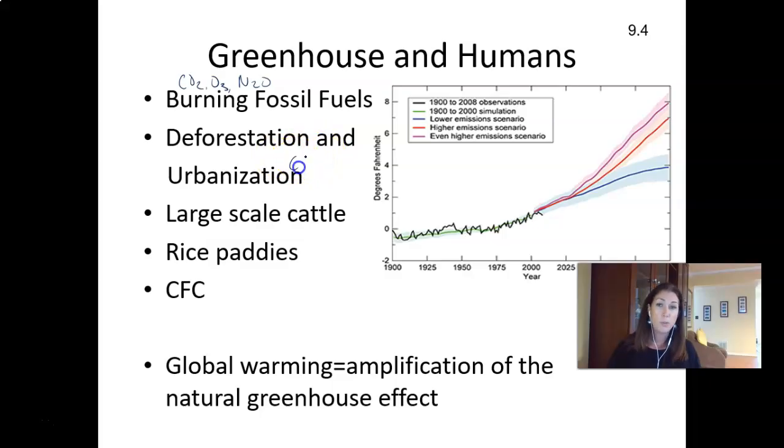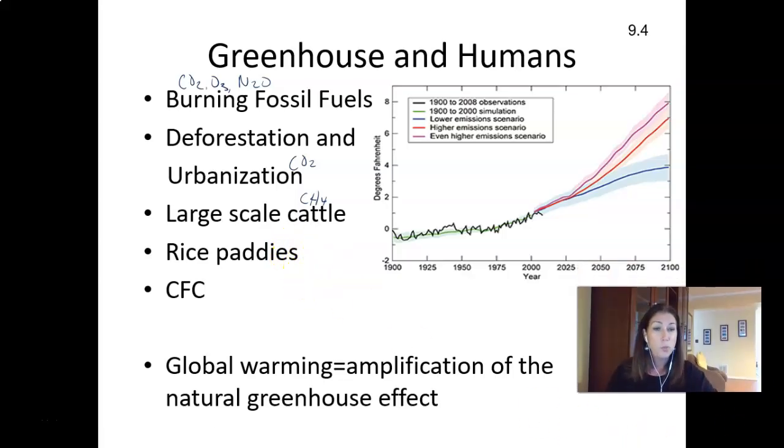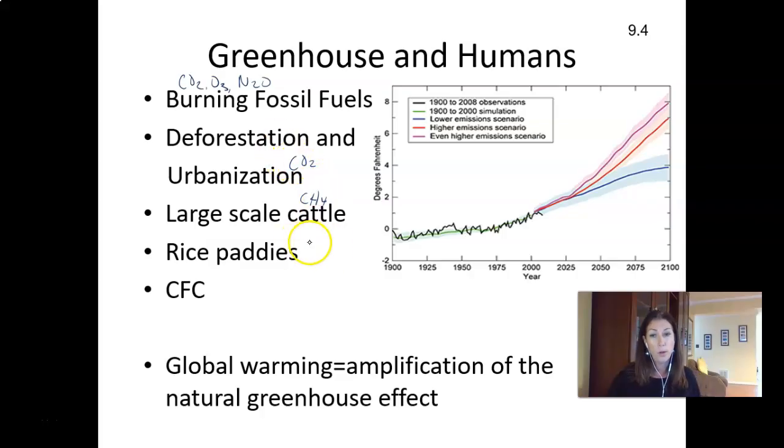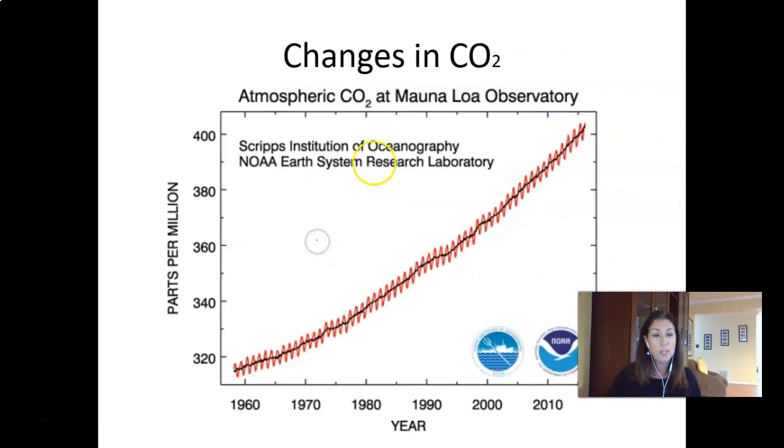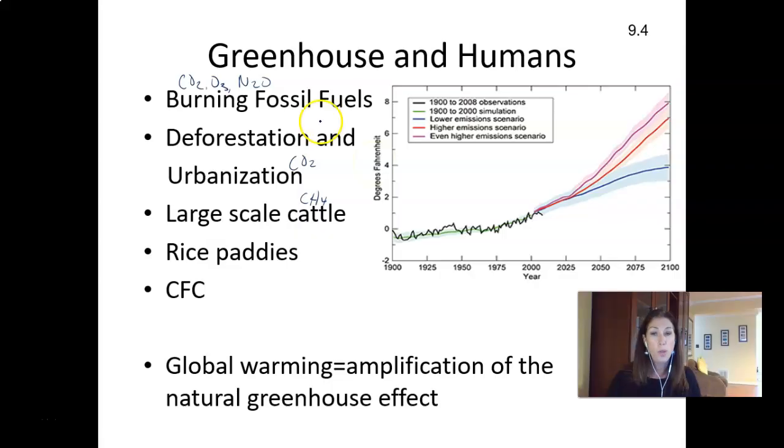This is responsible for more CO2 as well, because the cutting down of the trees prevents the photosynthesis. We have large-scale cattle operations that are increasing our CH4. Rice paddies is one of our major food sources. That as well creates CH4 because of the anaerobic conditions that are set up when we flood those rice fields.